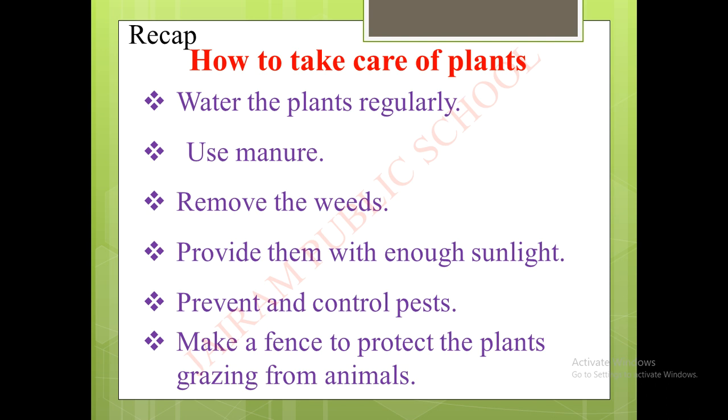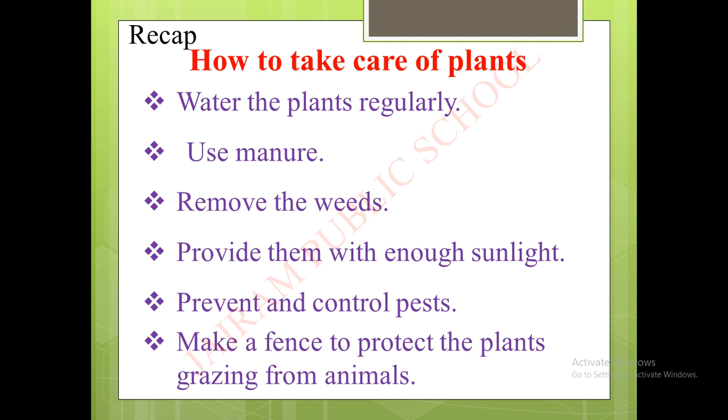Now again, let us have a small recap about how to take care of plants. So we need to water the plants regularly because water is the main source for the plants to grow. Plants need air, water, sunlight and minerals from the soil. So these are the main things for the plants to prepare their food. So plants need water. So we have to water the plants regularly.